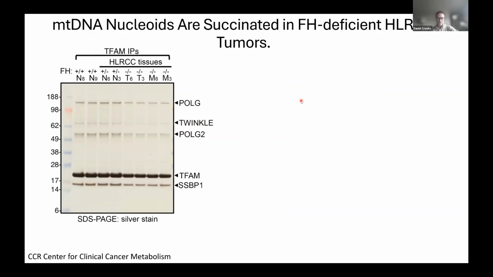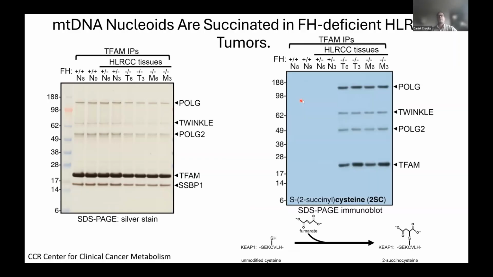Okay, and in the interest of time, and because I want to show you a little bit more EM, I'll just say that we looked at the nucleoid machinery that's important for the replication of mitochondrial DNA and found, by Western blot and IP, that the nucleoid components were all modified with fumarate, this 2SC modification.